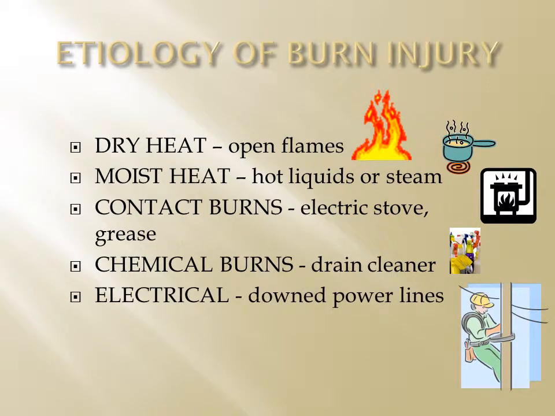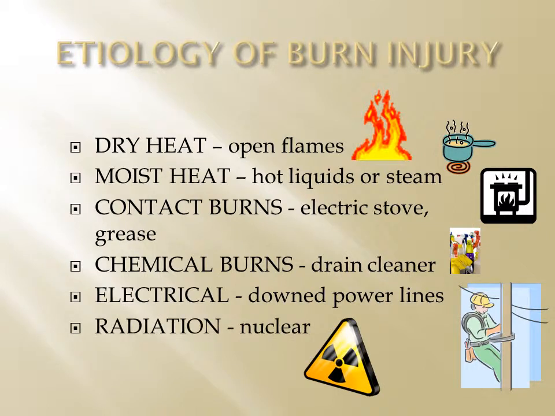One source of electrical burns is downed power lines. Electrical burns burn from the inside out, so the damage appears small on the outer surface, but the internal damage is significant. And then exposure to large doses of radioactive material can cause radiation burns. One such example would be nuclear plants.